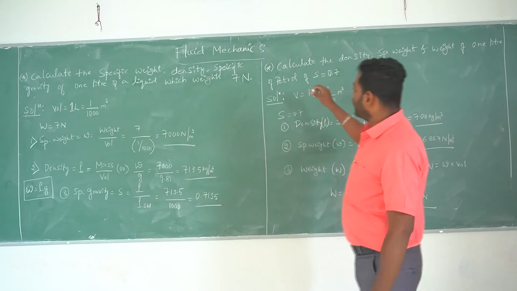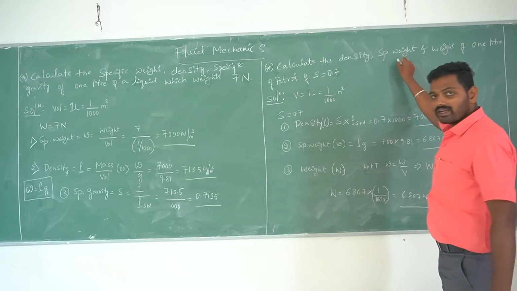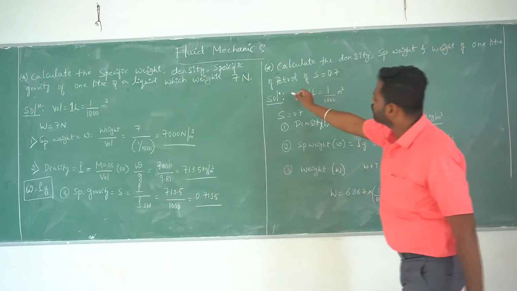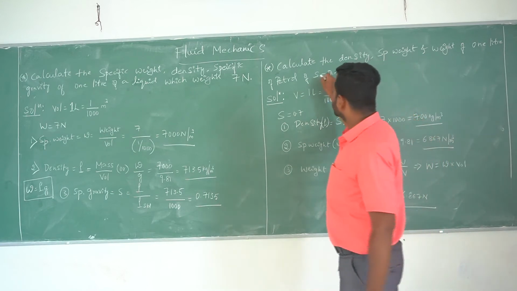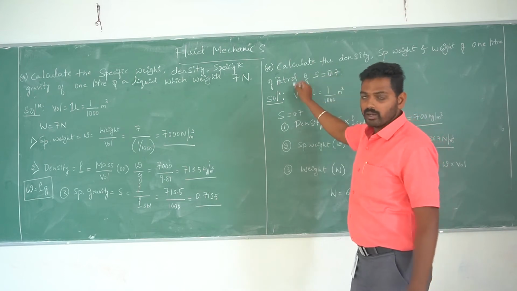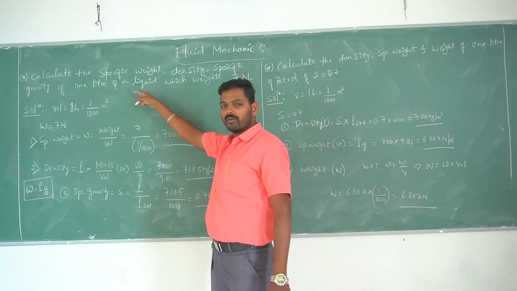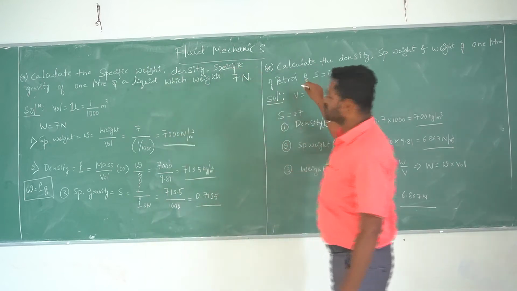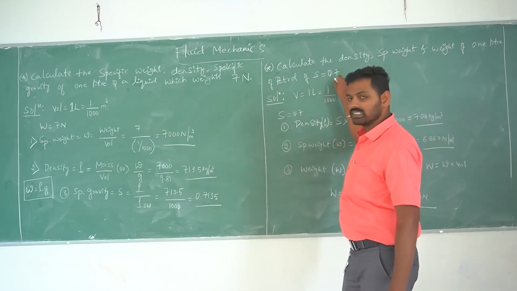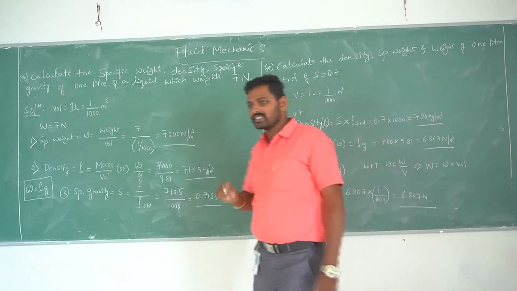Then the second example: calculate the density, which is nothing but the mass density, the specific weight, which is nothing but the weight density, and the weight of 1 liter of petrol whose specific gravity is 0.7. Here the fluid is petrol, but in the previous numerical we didn't know the fluid, and they were mentioned in terms of a particular liquid. But in this question they have mentioned a particular fluid, petrol, with specific gravity 0.7 and volume 1 liter. So we have to list out what we have to calculate.